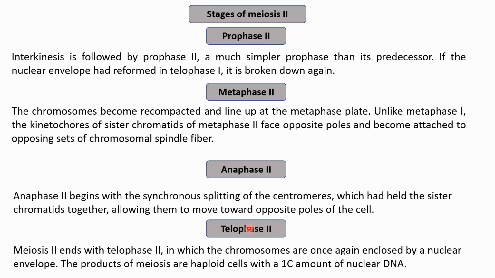In this stage, the chromosomes are once again enclosed by a nuclear envelope. Finally, the nuclear envelope is formed around the chromosomes, and the products of meiosis are haploid cells with 1C amount of nuclear DNA. So if the nuclear DNA is 2C, then it will be a haploid cell containing the 1C amount of DNA. So this is about the different stages of meiosis 2.